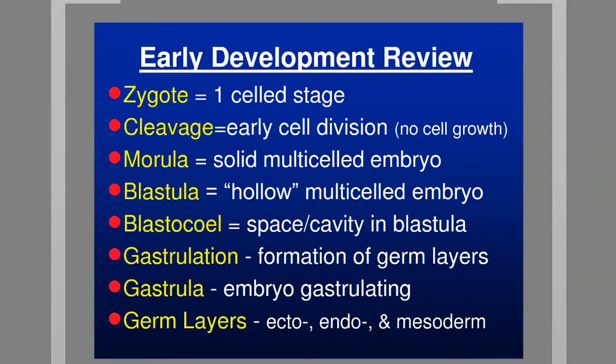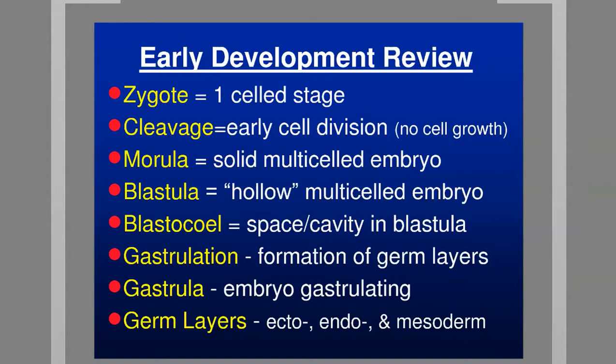Now, this is a little different from what we studied in mitosis, because there's no cell growth. As the video explained, there's no mass added as the divisions go on. The morula is the solid multicellular embryo, which eventually turns into the blastula, or the hollow embryo. And then gastrulation starts where the inner cells migrate in, forming the three germ layers and the gastrula.